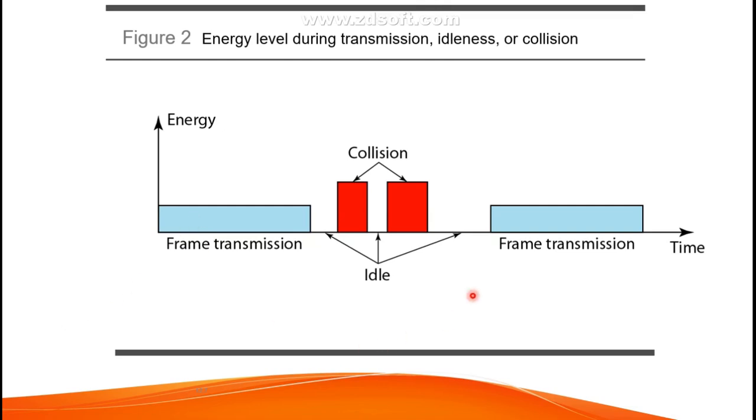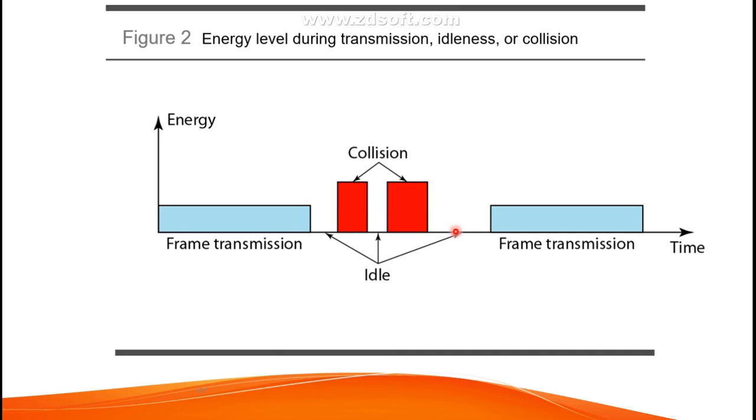Now, the energy level during this transmission. We can say that the level of your energy in a channel can have three values. It could be zero, normal, or abnormal. If this is the energy with respect to time, at zero level, when the energy is zero, it means the channel is idle, no stations are going to send a frame. This is the first case.